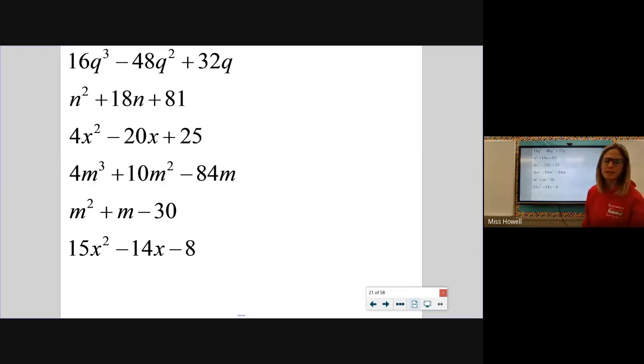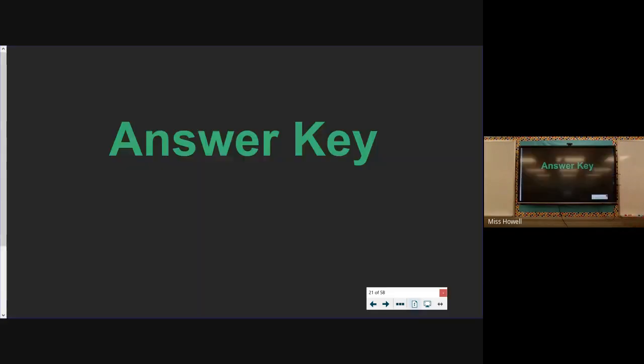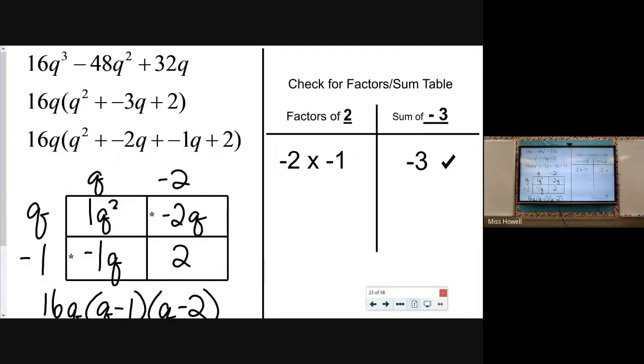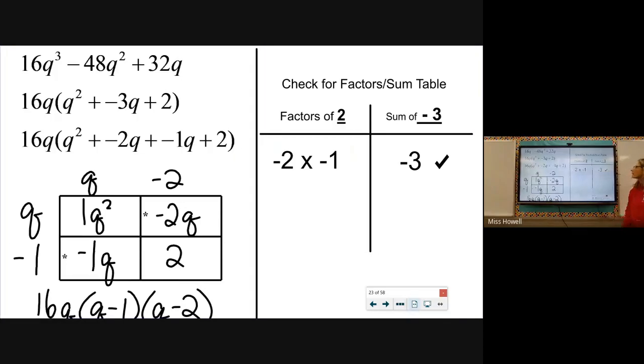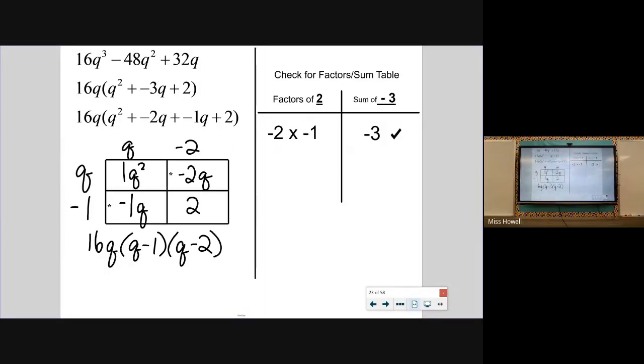All right, hopefully you have all 6 factored, so let's look at it. Number 1. I want to factor completely. The GCF for number 1 is 16q. Make sure you pull that out. And we'll have a q squared minus 3q plus 2 left over.